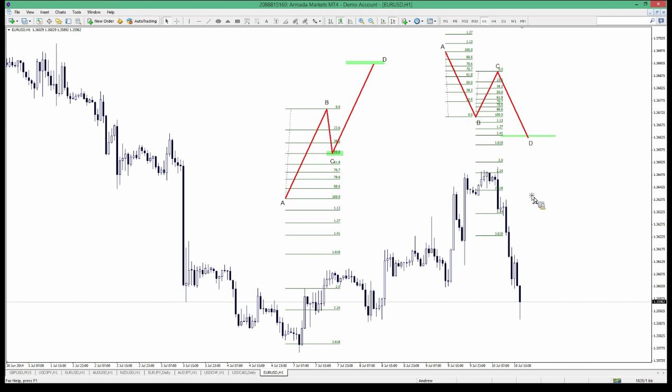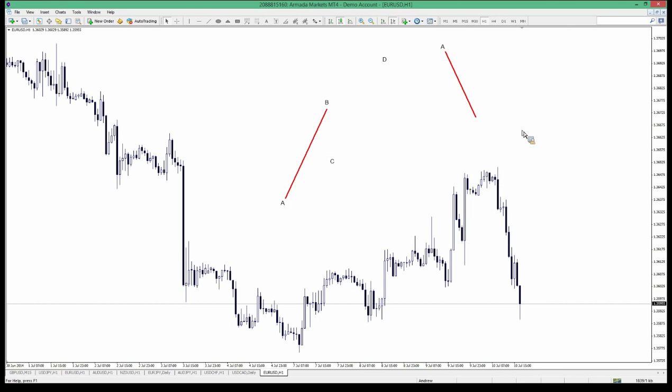So let's have a look now at application. We've looked at theory. What we want to look at is ABCD patterns in actual application. So let's look at this leg down here, the first one we looked at. We get a drive down like this, and we would label A to B.